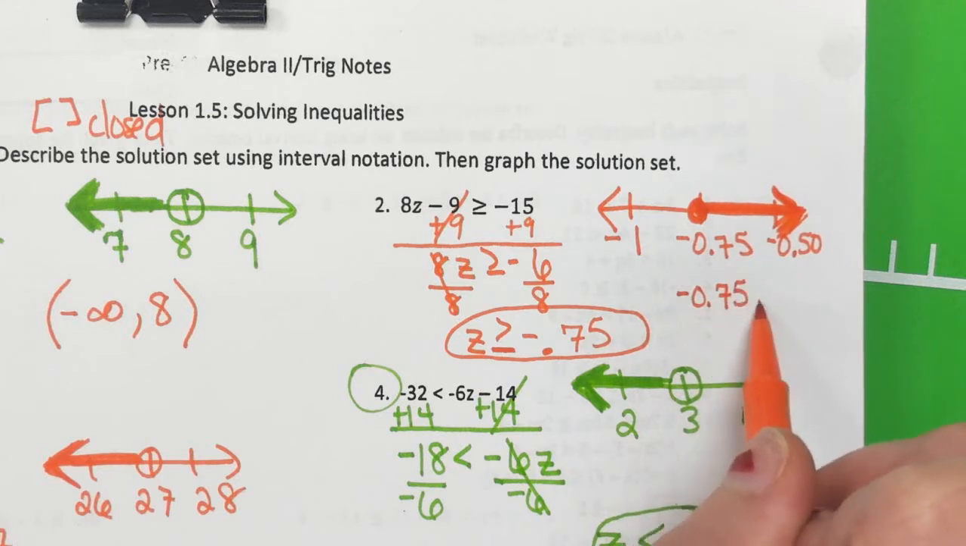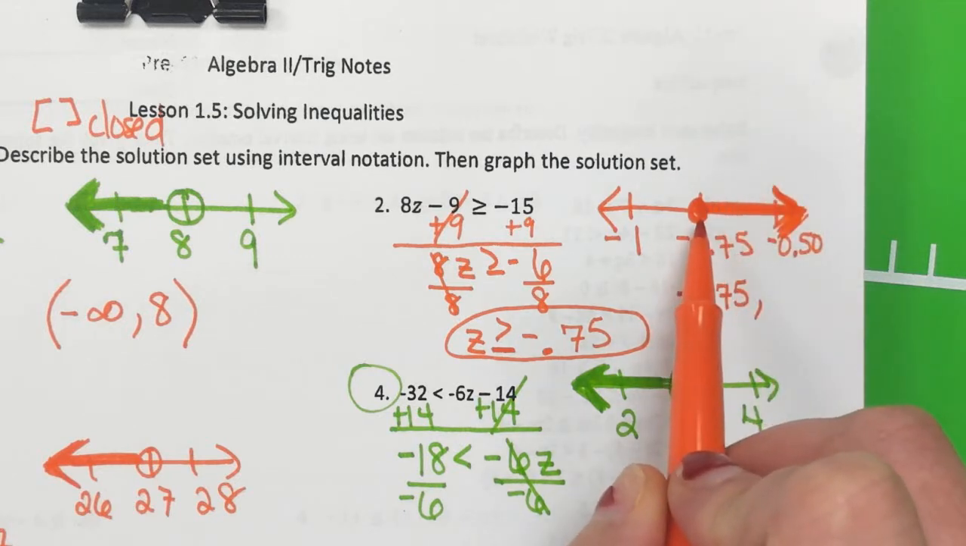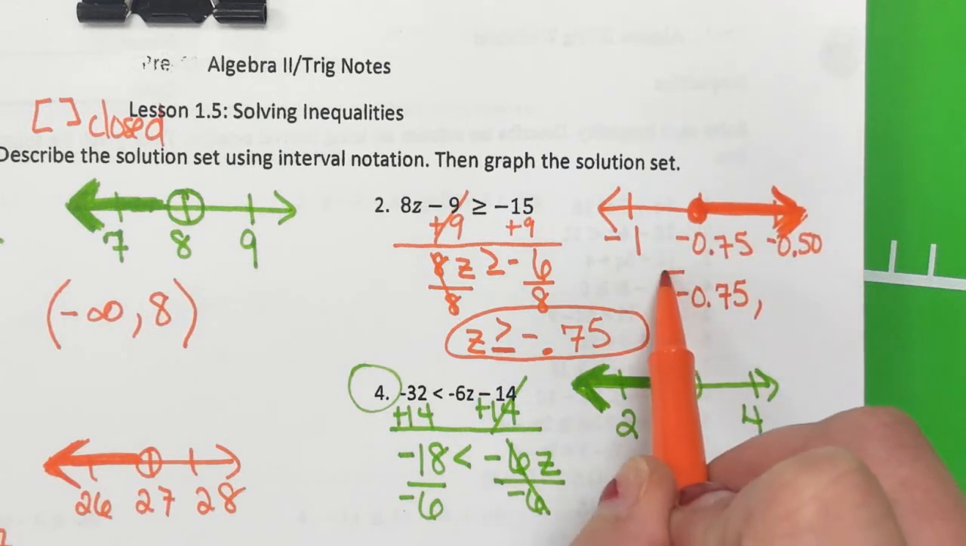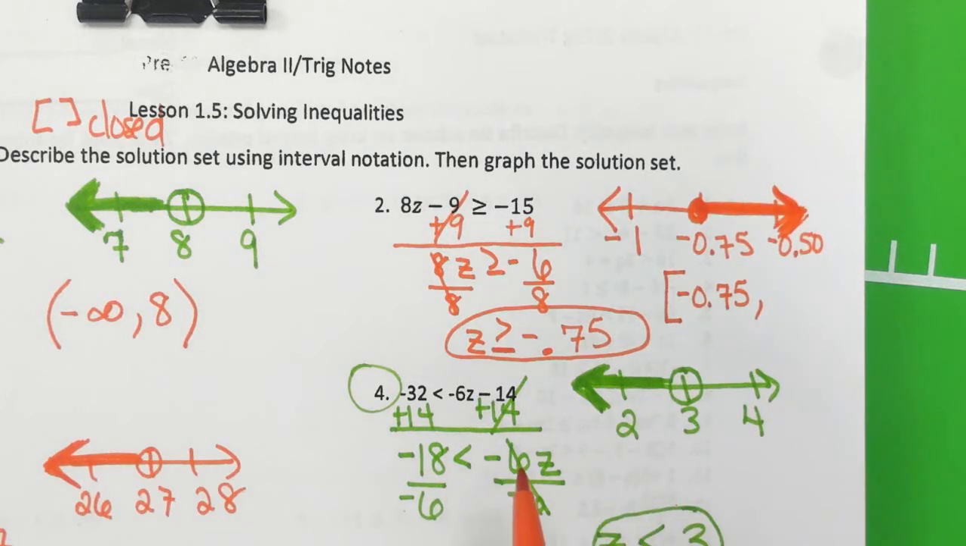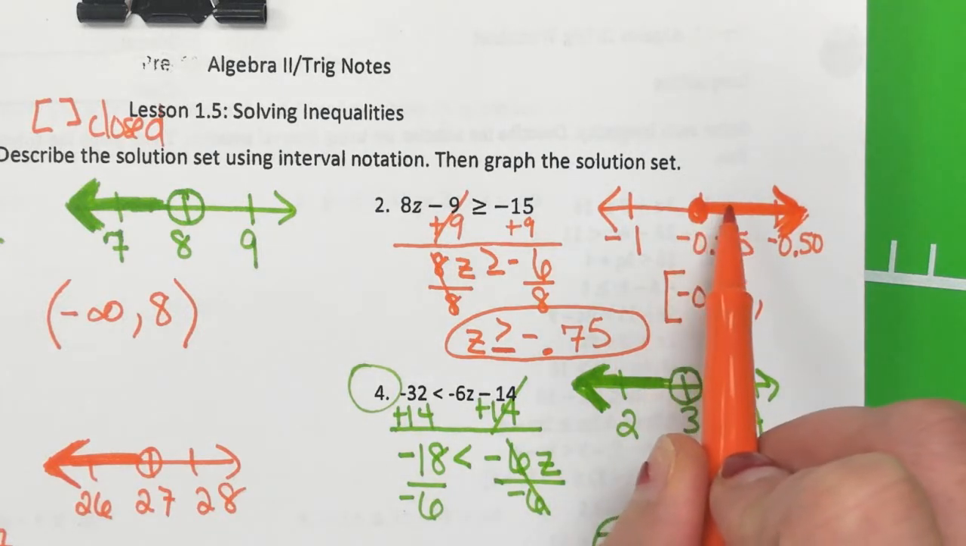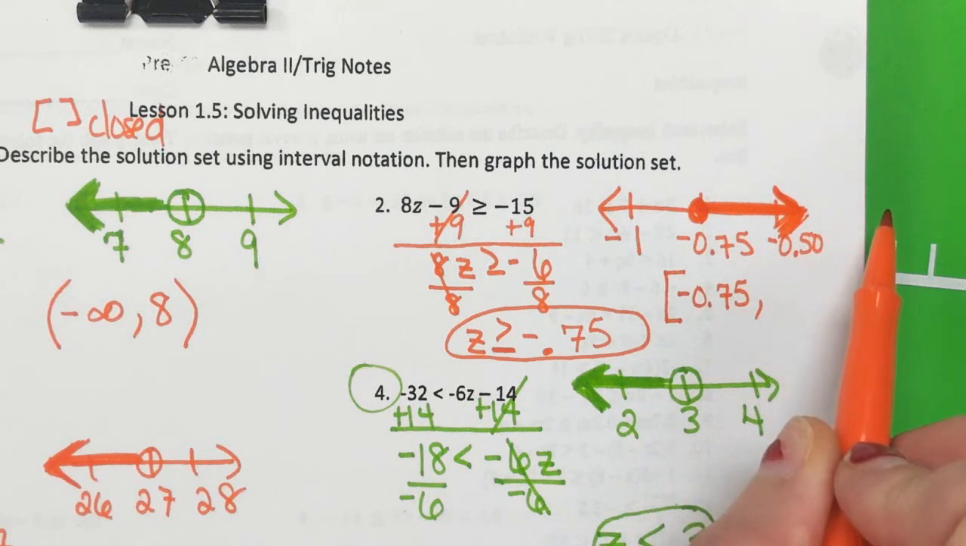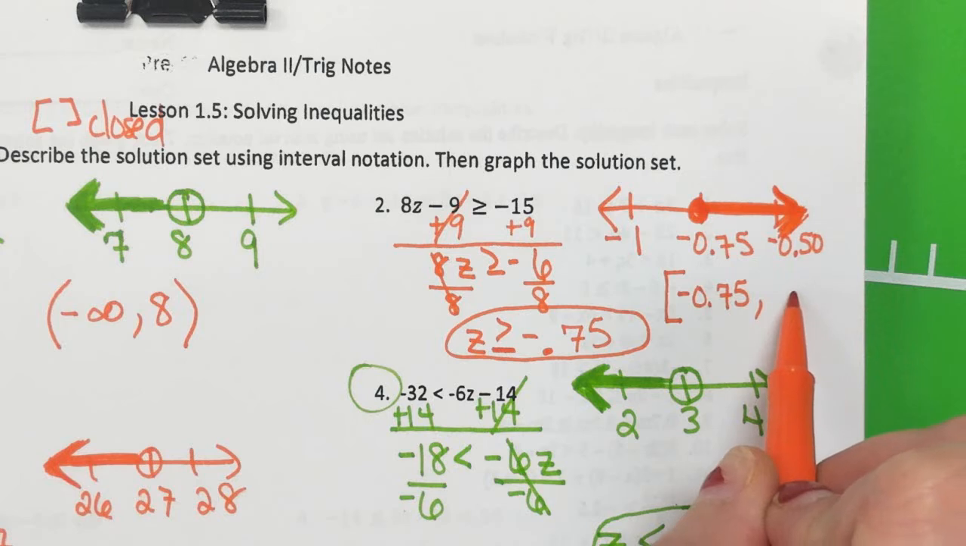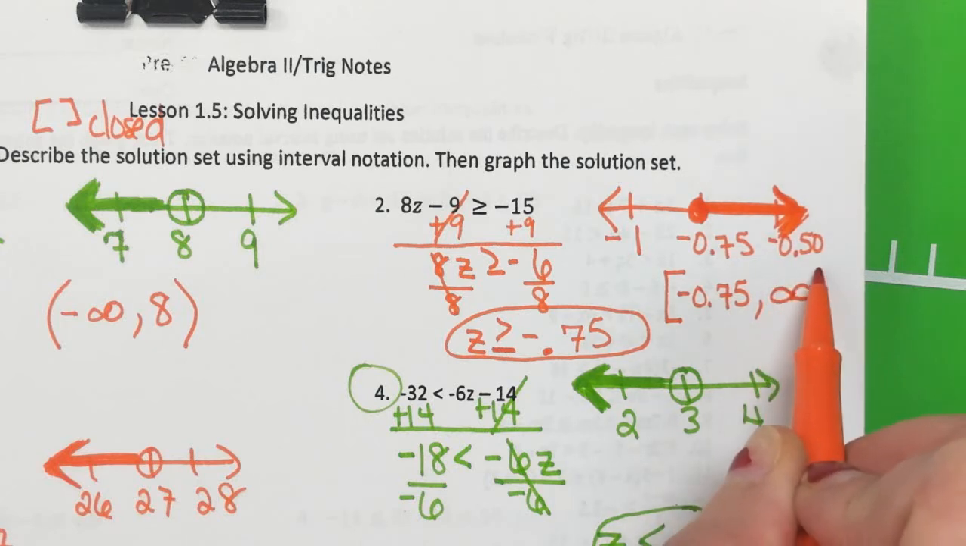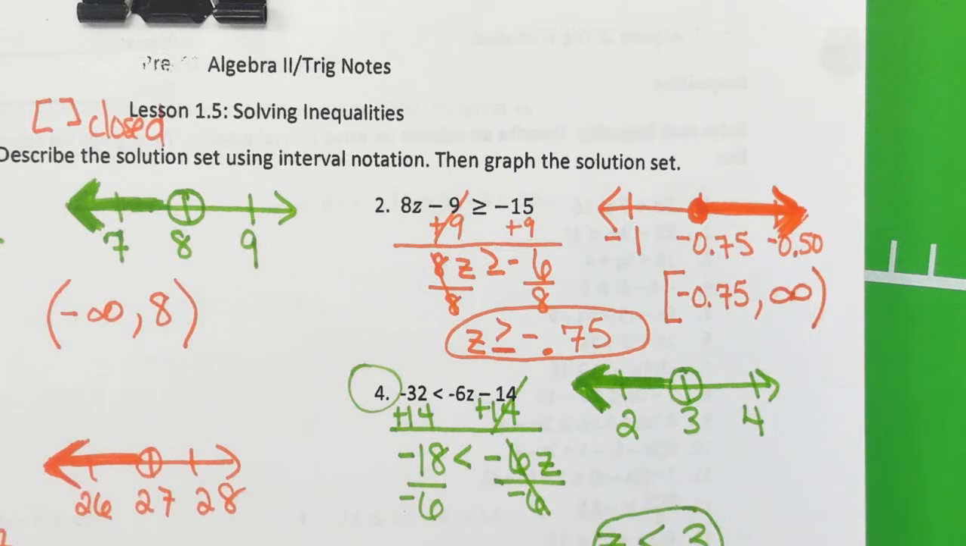Okay. Closed dot, right? So it gets a bracket. Yep. And then to the right, it's going forever and forever and forever. So that's infinity. But if it's going to the right, is that negative or positive? Positives are to the right. There you go. So sideways 8. And infinities always have a parentheses. So that one kind of looks funny.